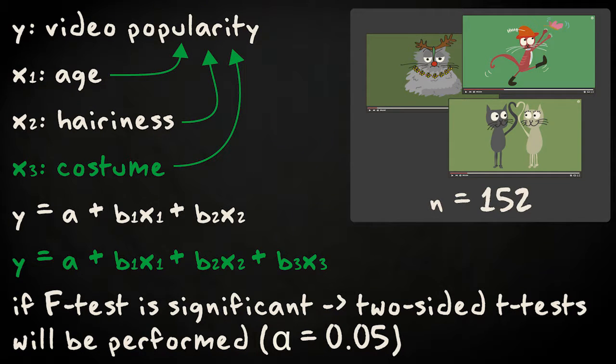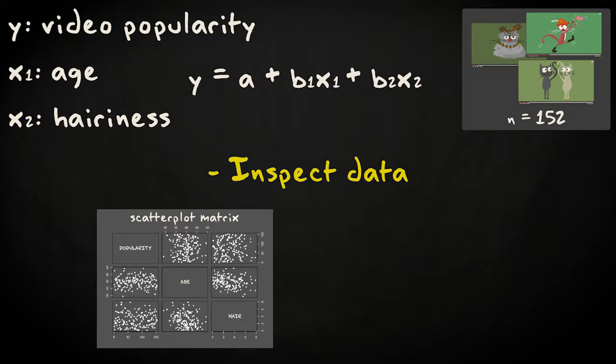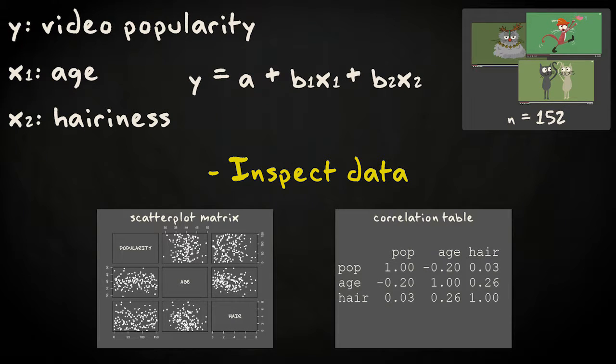First, we look at the data by eyeballing the scatterplot matrix. This gives the scatterplots for each combination of the response variable and predictors. And we can also look at the correlation table. This gives us a general idea of the simple relations between all the variables. Of course, we're hoping to find high correlations between the response variable and each predictor. The correlation between popularity and age looks promising. The correlation between popularity and hairiness doesn't.